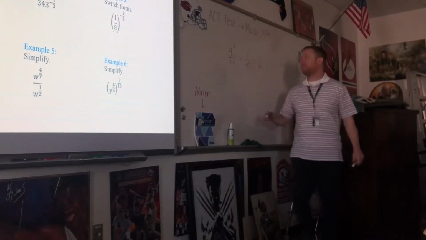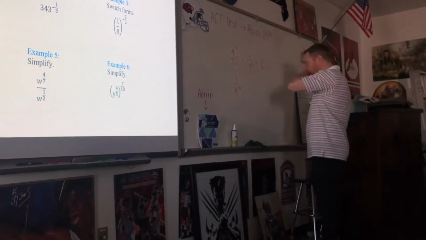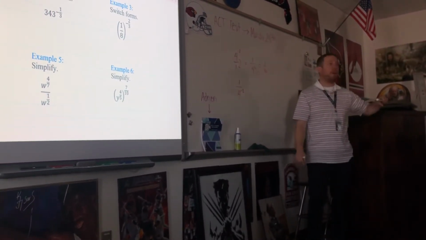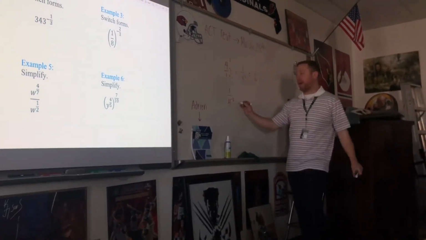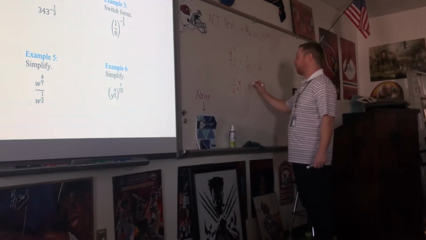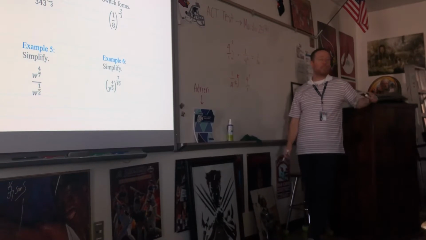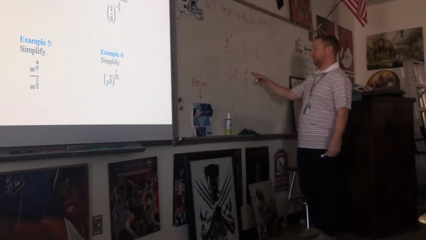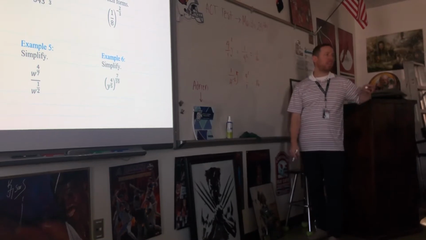The opposite's true. If I have 1 over 4 to the negative 2 power, this whole guy's unhappy. To make him happy, move him. Okay, in this case, I'm going to move him to the top. So I have 4 to the positive 2 over 1. Once they move, it changes to positive. Okay, so 4 squared is 16. 16 over 1 is just 16. Questions on that?